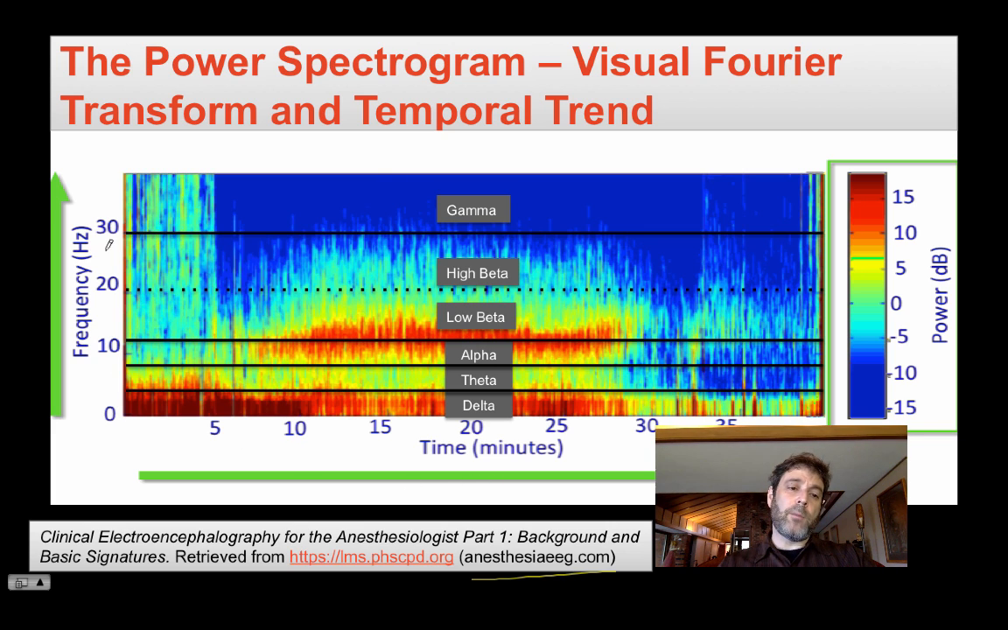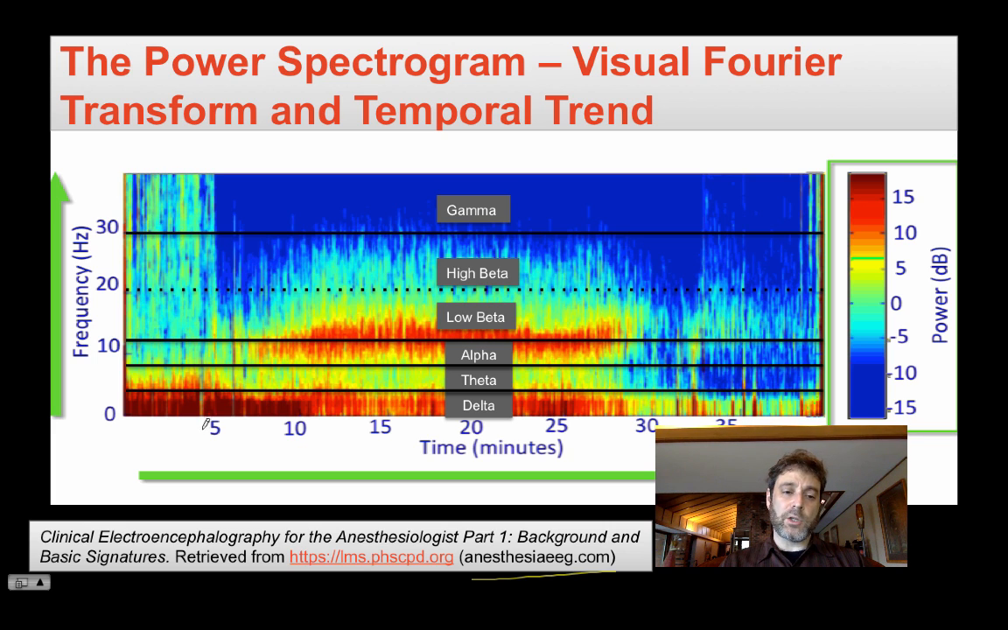So on the y-axis, you have frequencies of the EEG going from delta through theta, alpha, beta, then low beta, high beta, hereabouts you have sigma, and then above 30 hertz you have gamma waves. So you can see I've labeled them over there. And this is time, and this is a typical general anesthetic with induction with propofol.